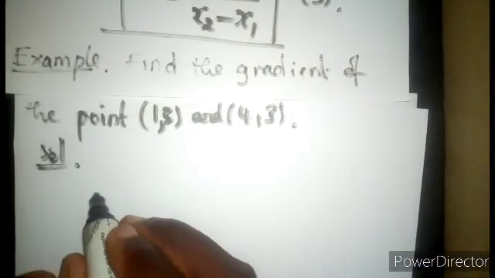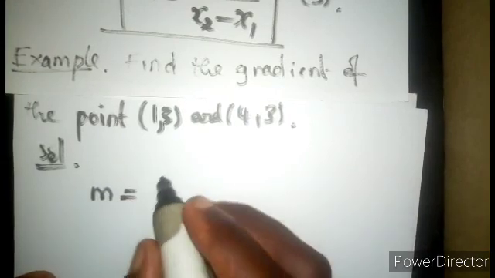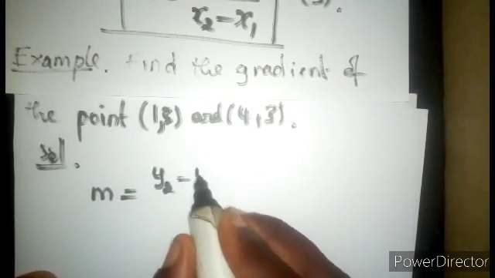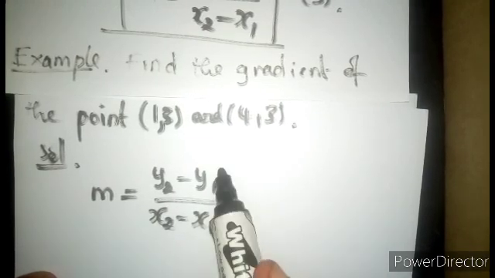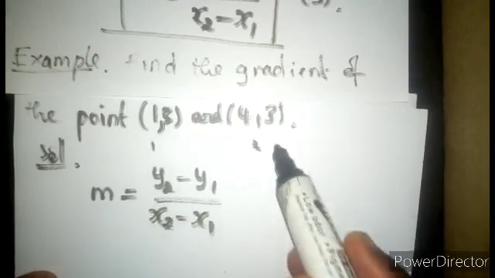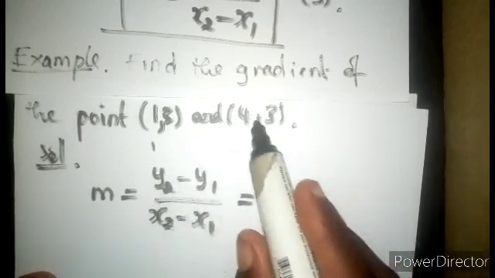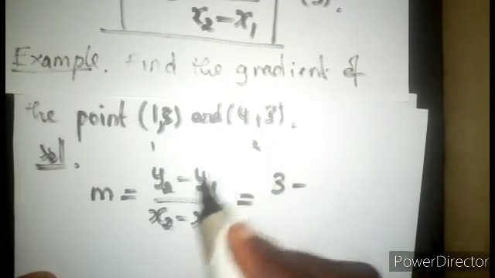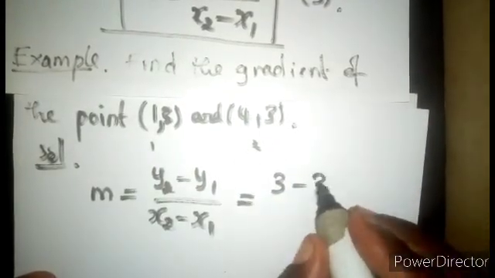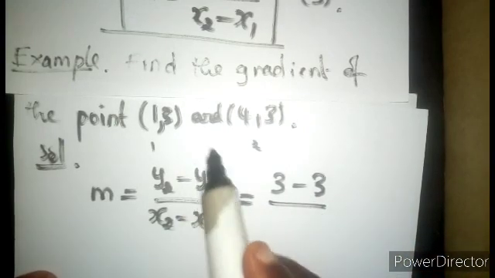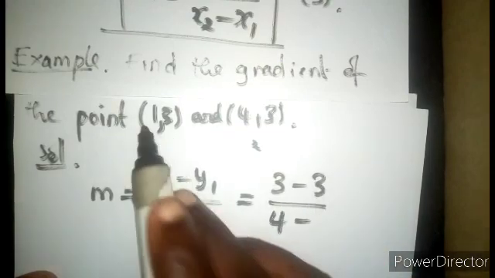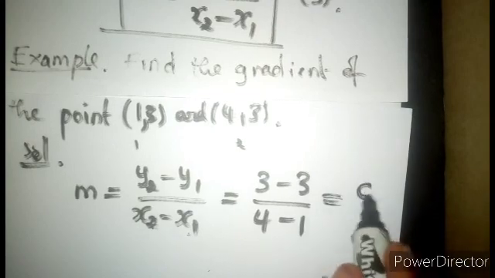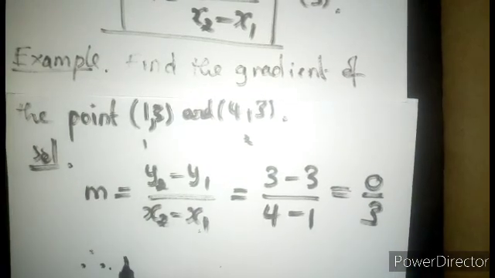Solution. We know that the gradient is equal to y2 minus y1 all over x2 minus x1. We take this to be the first point and this to be the second point. So we are going to have y2, which is 3, minus y1, which is in the first point, that is 3, all over x2, which is 4, minus x1, which is 1. So basically we have 0 over 3. So therefore the gradient is 0.